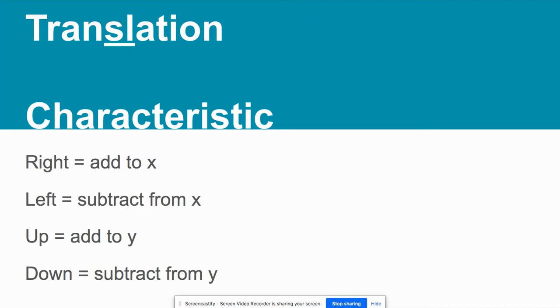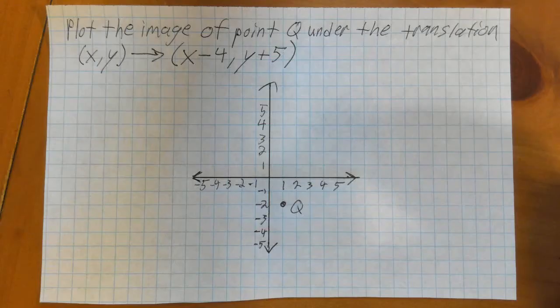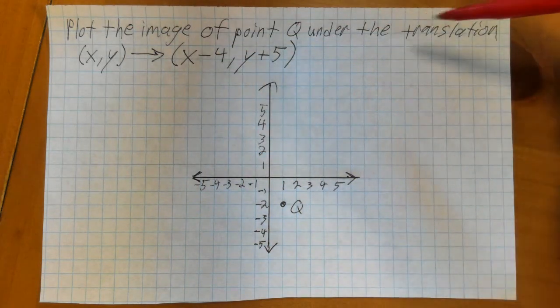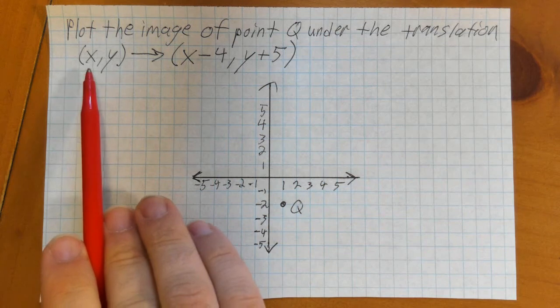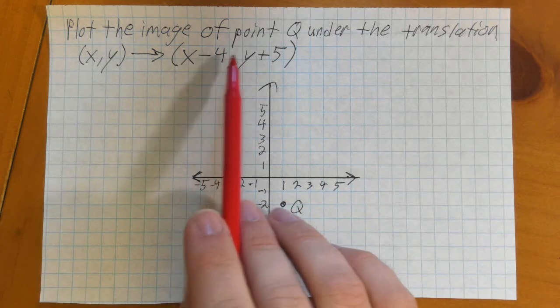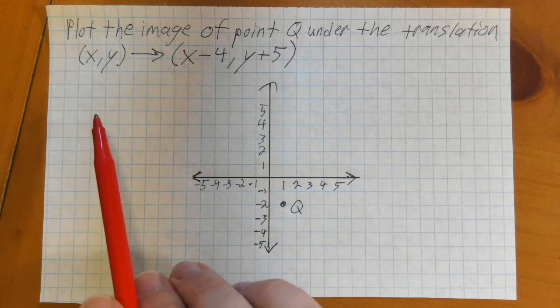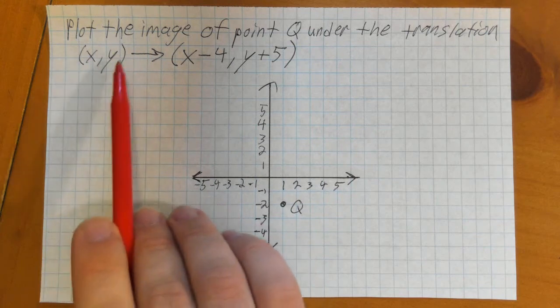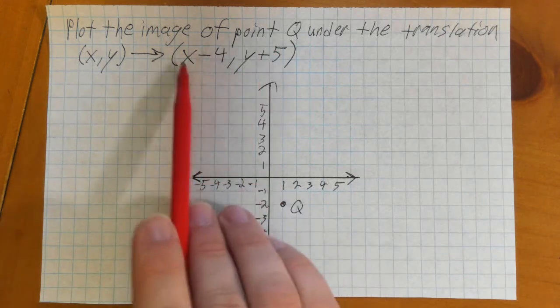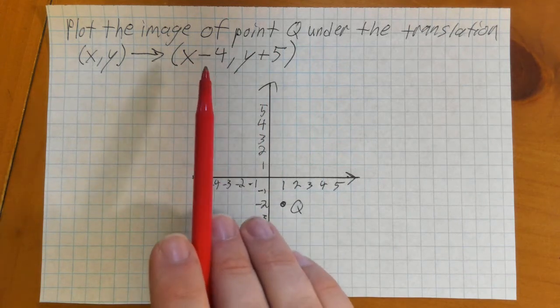And instead of doing a non-example, like we sometimes do with the word of the day, I'm actually going to do an additional example using this characteristic. So I'm going to change my screen here. Okay, here it says plot the image of point Q under the translation. And this is something like this, where we have x, y, arrow, x minus 4, y plus 5. What this arrow means is that with this point, x, y, we're doing a translation that they describe here, right? So let's break this down.